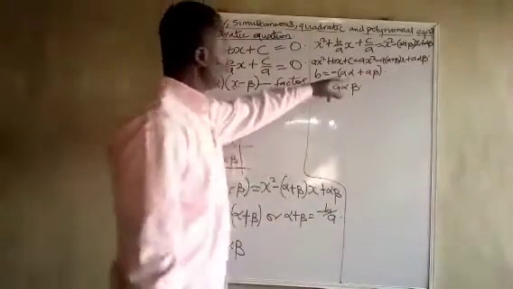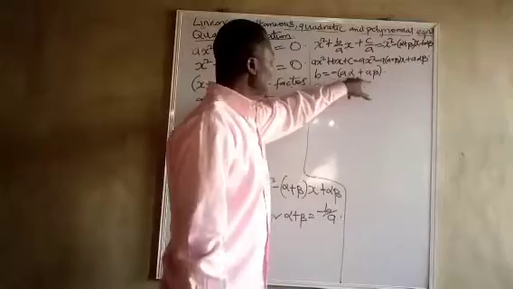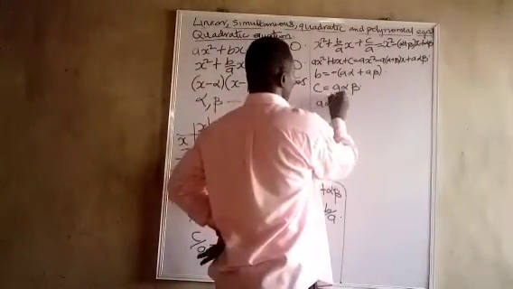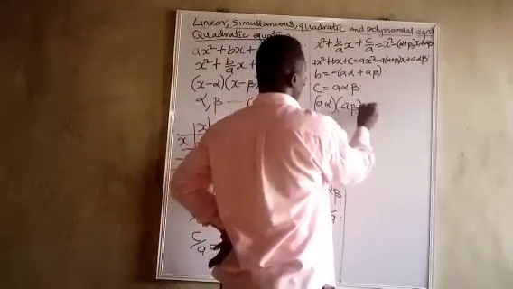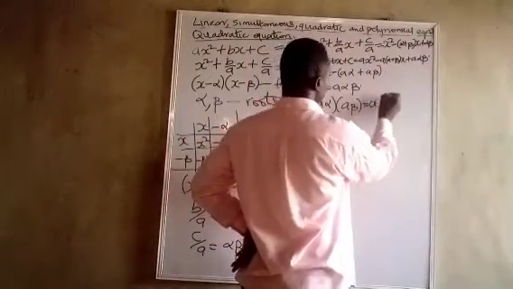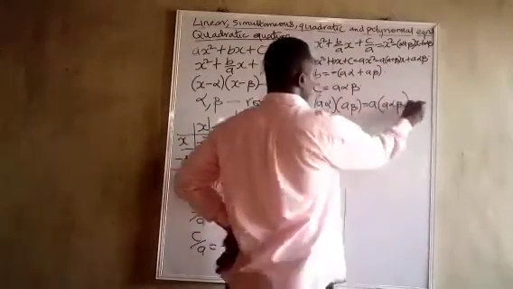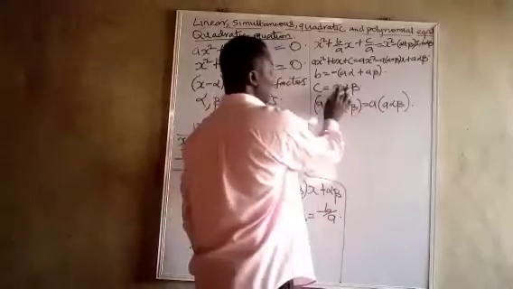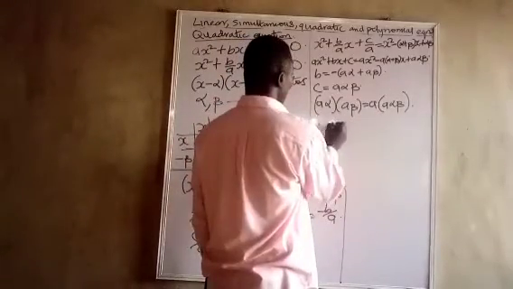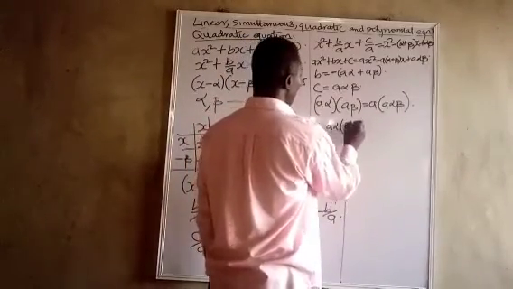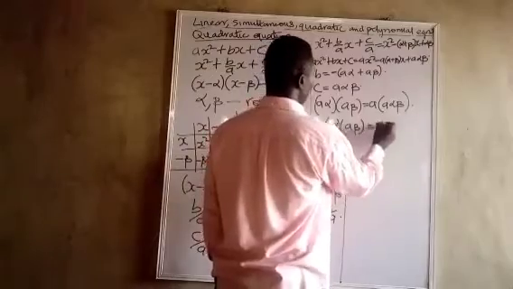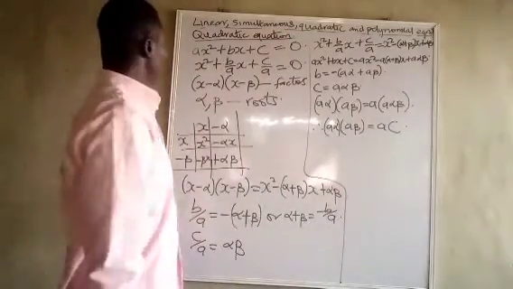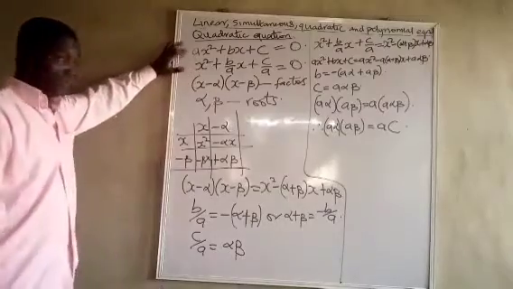Now, what is the product of alpha and beta? A alpha into A beta will be equal to A times A alpha beta. Are you getting something? You can now see that C is equal to A alpha beta. Therefore, A alpha into A beta is equal to A times C.